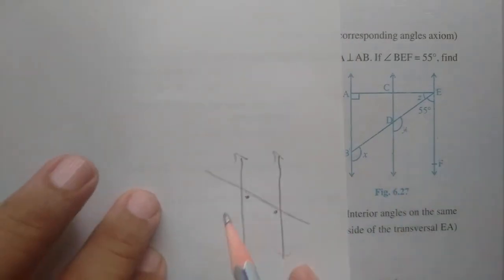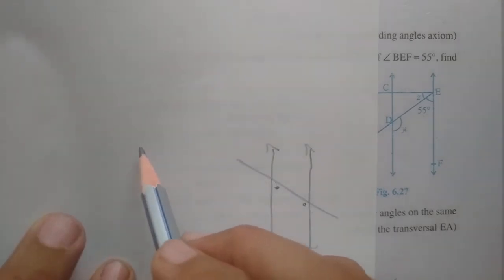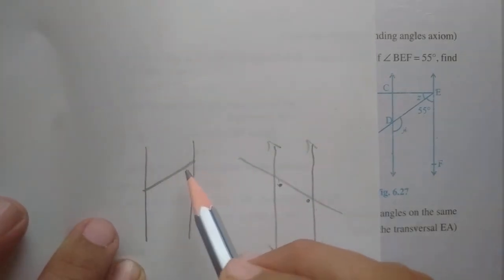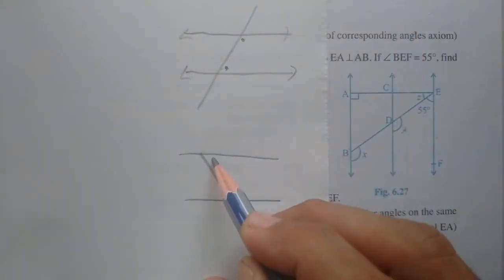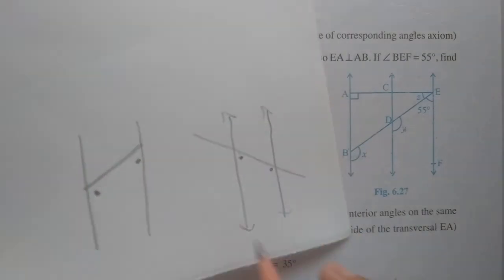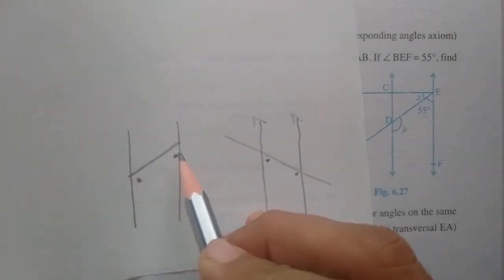If you want to compare with this, let me draw another figure. It is like this only. Suppose I draw this way, first we take this way. So these two are interior angles on the same side of the transversal. If we make it this way, you can see that these are interior angles on the same side of the transversal.